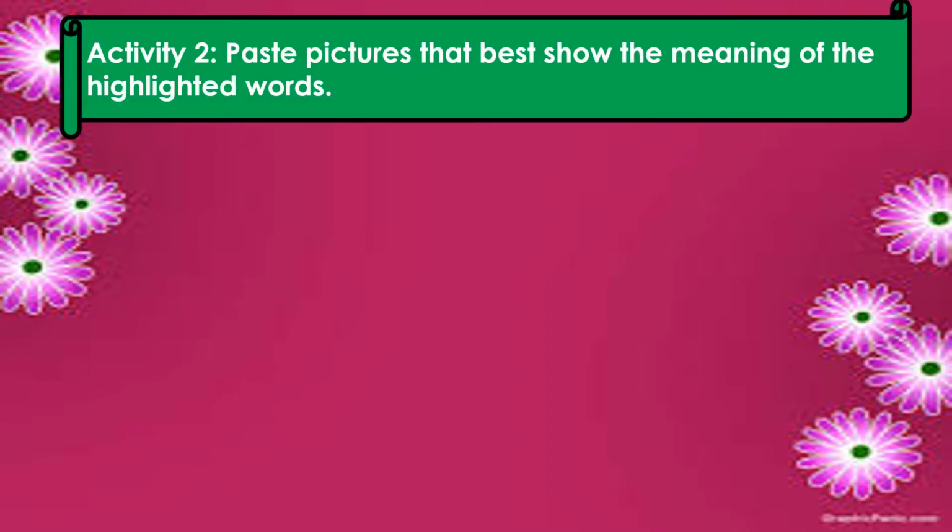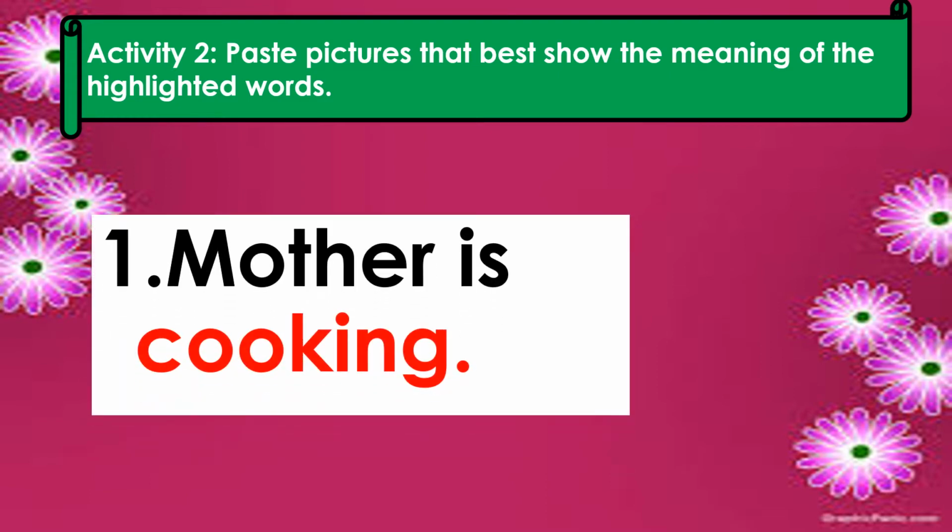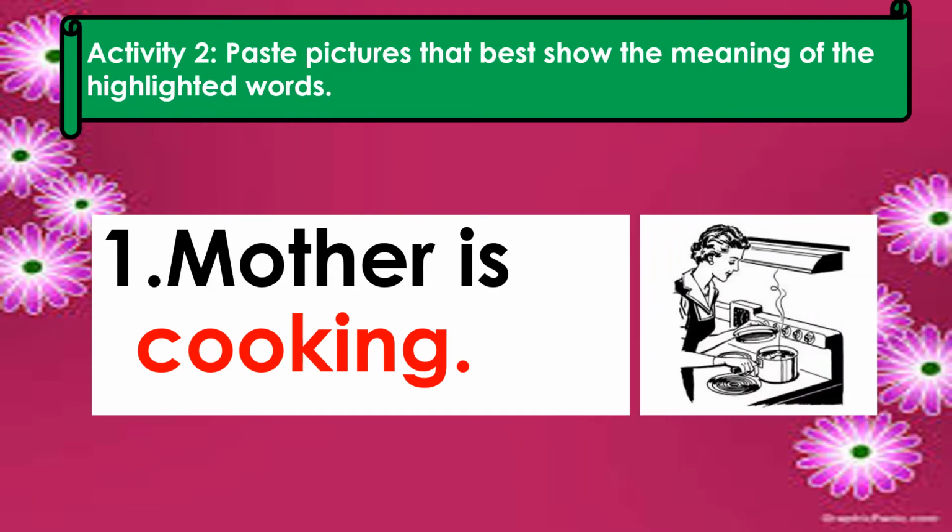Here is the activity 2. Paste pictures that best show the meaning of the highlighted words. Okay, number 1. Mother is cooking. So the highlighted word here is color red font, which is cooking. So let's paste the picture. Okay. So the meaning of cooking is this picture. Can you see them cooking? Okay.